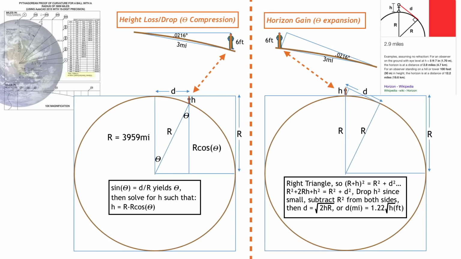And you can see the exact same formula here on the Wikipedia horizon example, saying that the average person, say about 6 foot, can see about 3 miles, which is, again, just angular resolution.